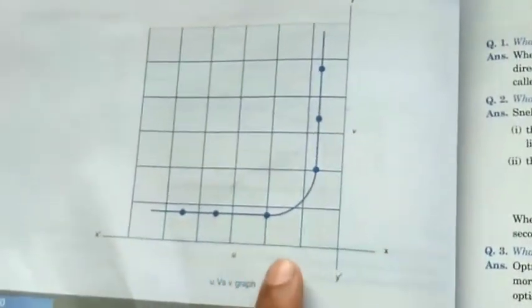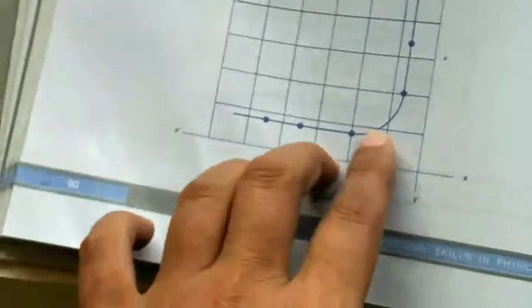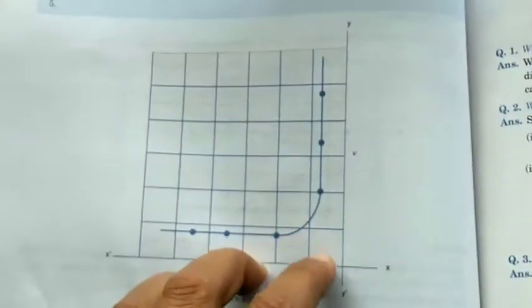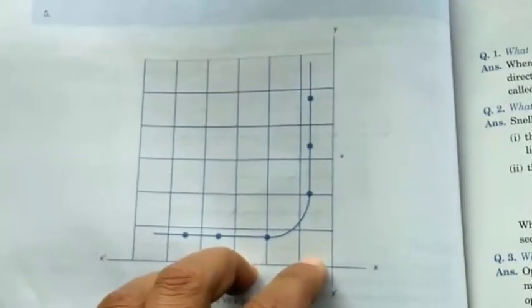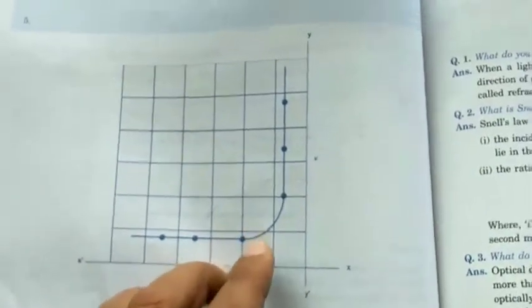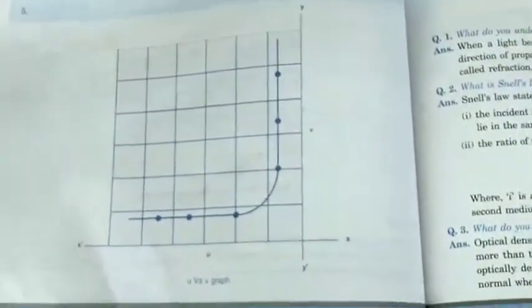You have to repeat this procedure approximately 4 to 5 times for a correct focal length. You can also draw the graph between u and v. This is u, distance of object, and this is v, distance of image. Here we have to make a line at a 45-degree angle, so we can find the accurate focal length. I hope you are understanding.